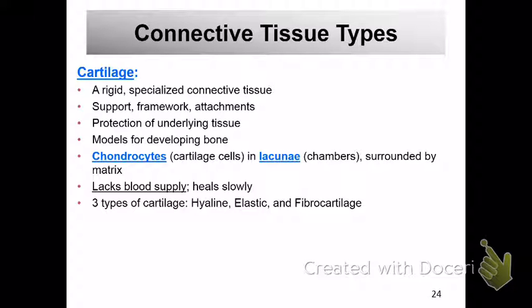Okay, one cartilage cell is called a chondrocyte. And chondrocytes have in them little spaces called lacuna. And so the spaces in the cartilage, I guess that's what makes them less dense. And the cartilage doesn't have blood supply, so it heals slowly if you tear cartilage. And there's three kinds that we're going to talk about: hyaline, elastic, and fibrocartilage.